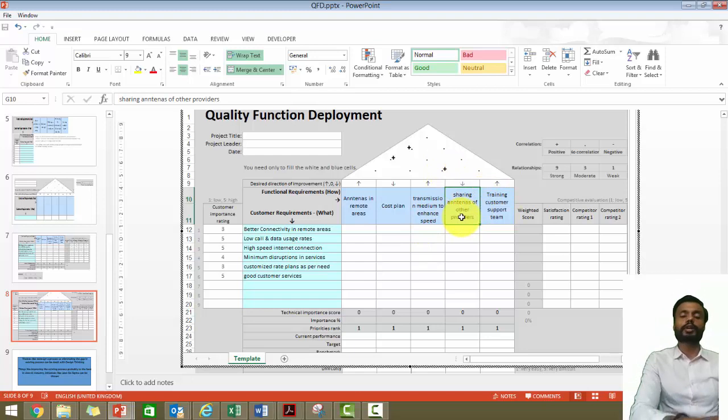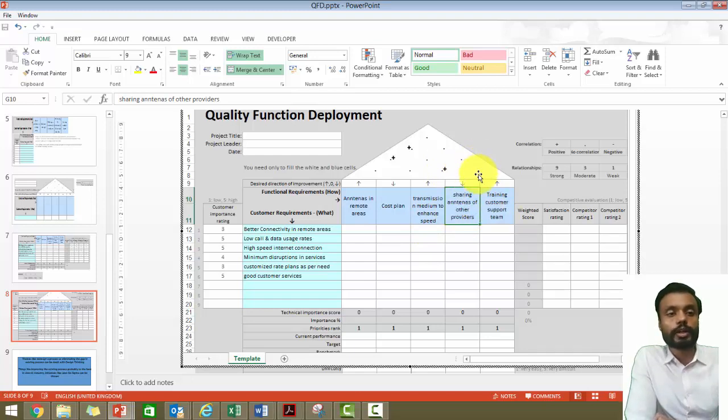So you have completed your conflict of interest house, you have completed your functional requirement house, you have completed your voice of customer requirement house. Now we are going to complete our relationship matrix over here, where if there is a strong relation, you put 9, moderate 3, and weak 1. Now, what do you think?